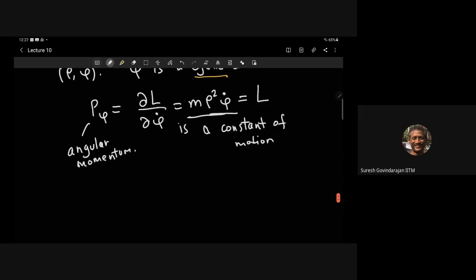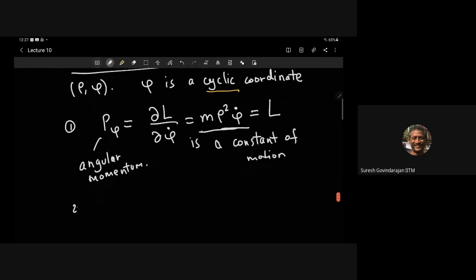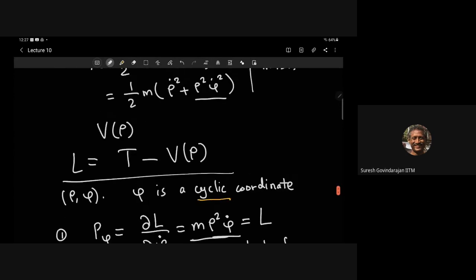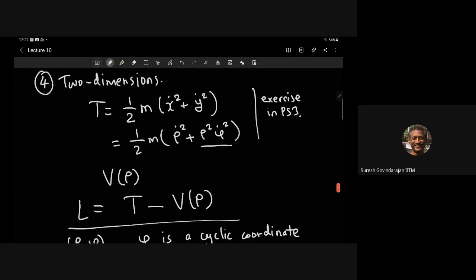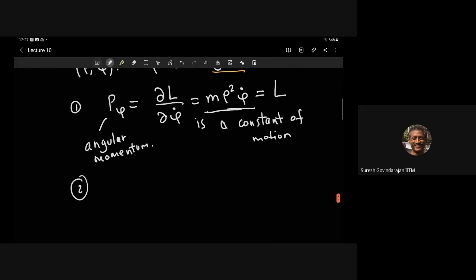Okay, further, this is one constant of motion. But there's a second constant of motion we can get here. And what is that? Energy, exactly. Because there is no explicit time dependence, we can write E equal to P phi phi dot plus P rho rho dot, minus L. We need to work out P rho. I leave it. P rho is, I believe, m rho dot. E is another constant.